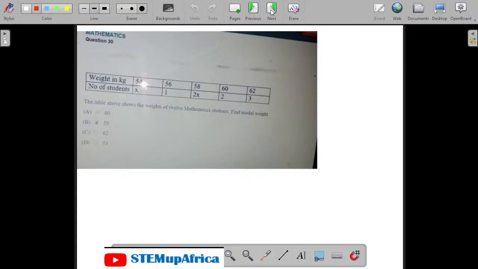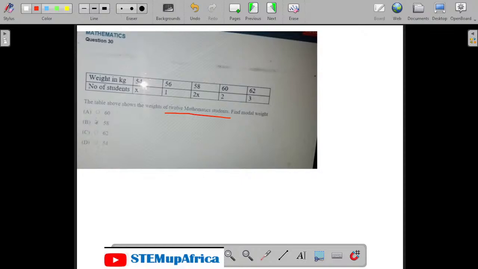Next question, it says find the modal weight. As you know, the mode is the number with the highest frequency. The question says the table shows the weight of 12 mathematics students, meaning the total frequency or number of students who took part is 12.